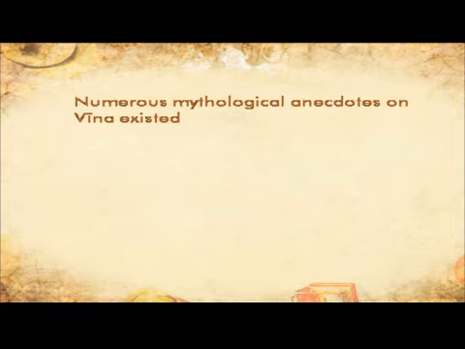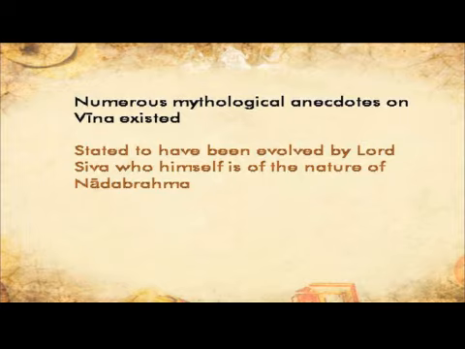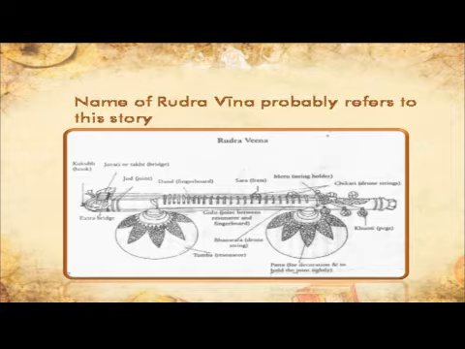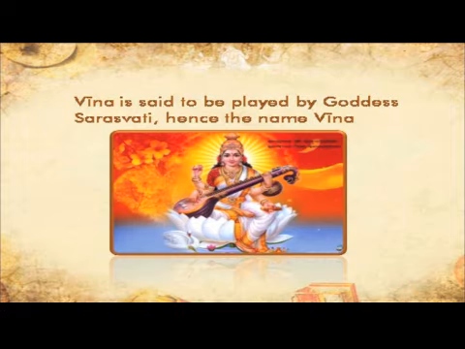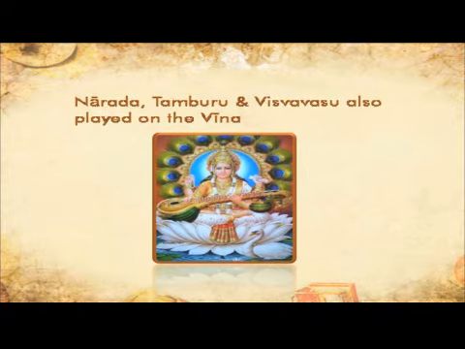There are numerous mythological anecdotes about the veena. It is stated to have been evolved by Lord Shiva, who is himself of the nature of Nada Brahma. The name of Rudra Veena probably refers to this story. The veena is said to be played by goddess Saraswati, and hence the name Veena. Narada, Tumburu, and Vishwavasu also played on the veena.